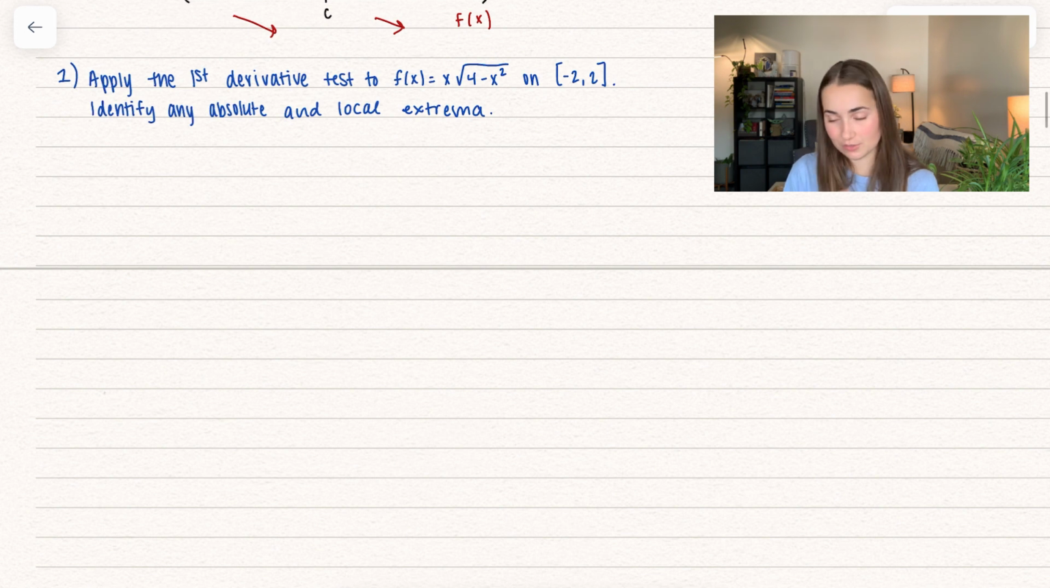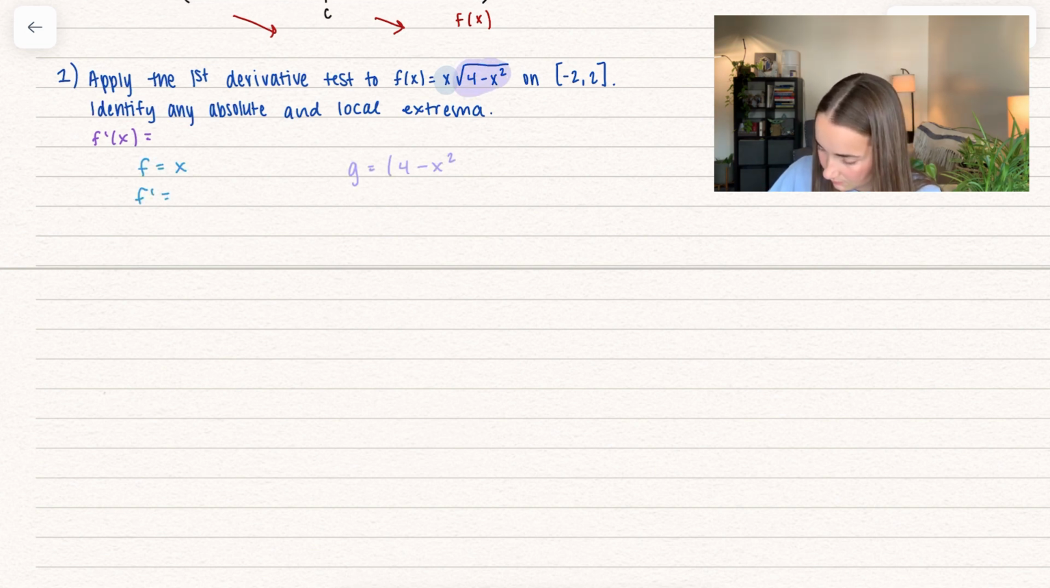First, we need to find the intervals of increasing or decreasing. So let's go ahead and find our first derivative, f prime of x. In order to do that, we're going to have to use product rule. So I'm going to go ahead and set it up. We can see our two different products here. Alrighty, so let's find these derivatives.